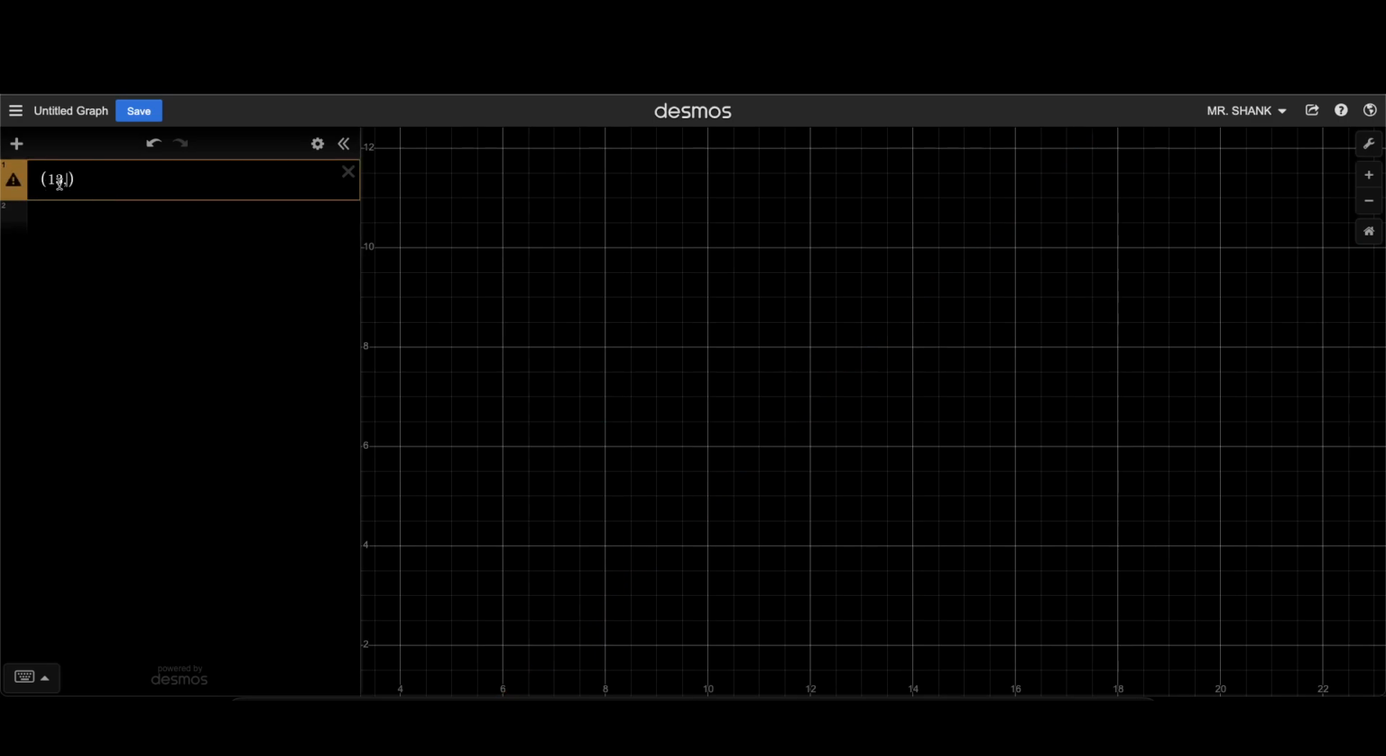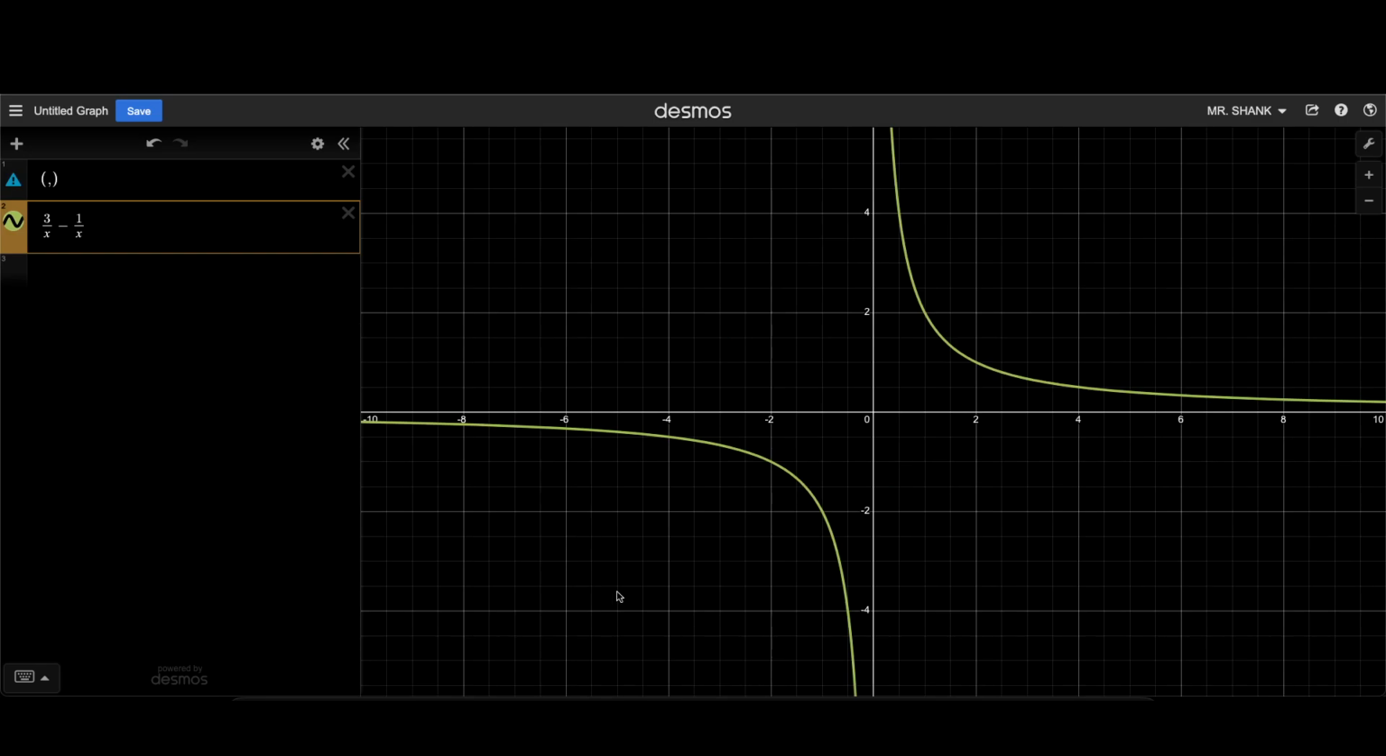If you want to, you can leave that initial point there as well. But I'm going to say, okay, I have my first equation, 3 over x minus, let's say, 1 over x. If I notice my window, I don't really see any problems, but I can hit that little home button, and it will bring me back to the origin. So I have my equation.